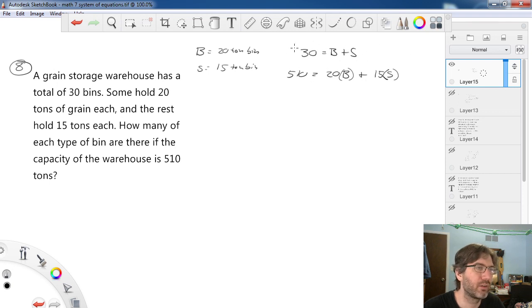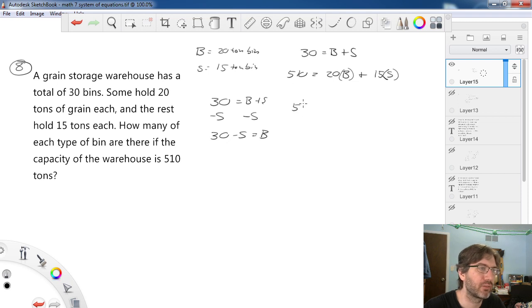So again, the first one here is probably the easiest to solve for. So 30 equals B plus S. Just pick one of these to solve for. It doesn't matter which one. Let's get S away. 30 minus S equals capital B. So then we can substitute in for B here. So once we solve for B here, substitute it in over here.